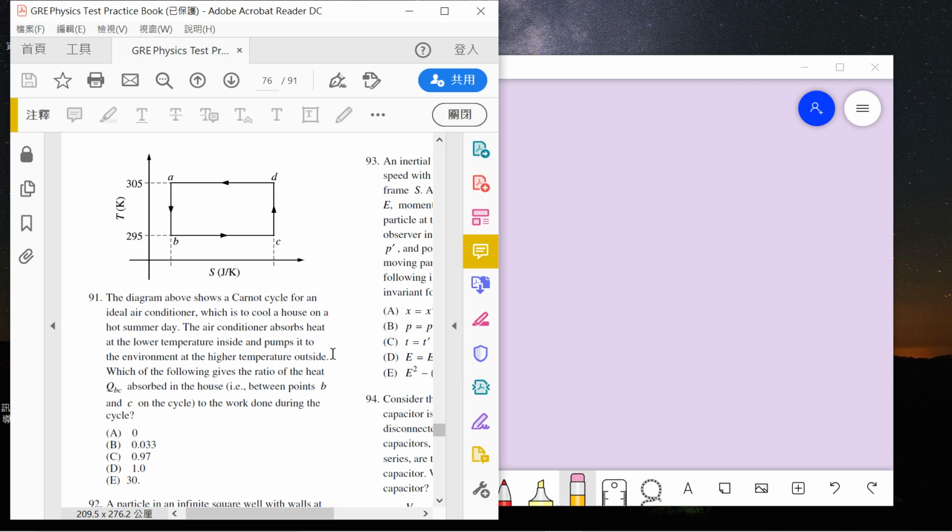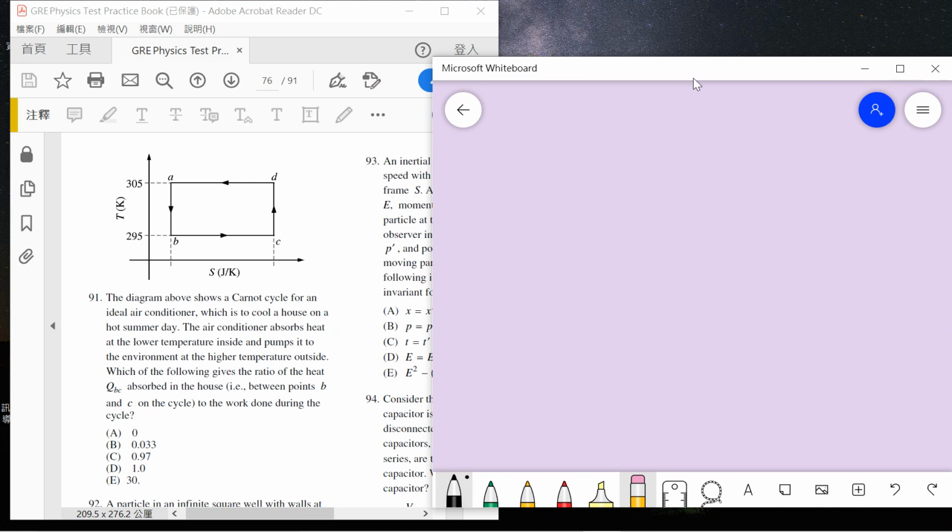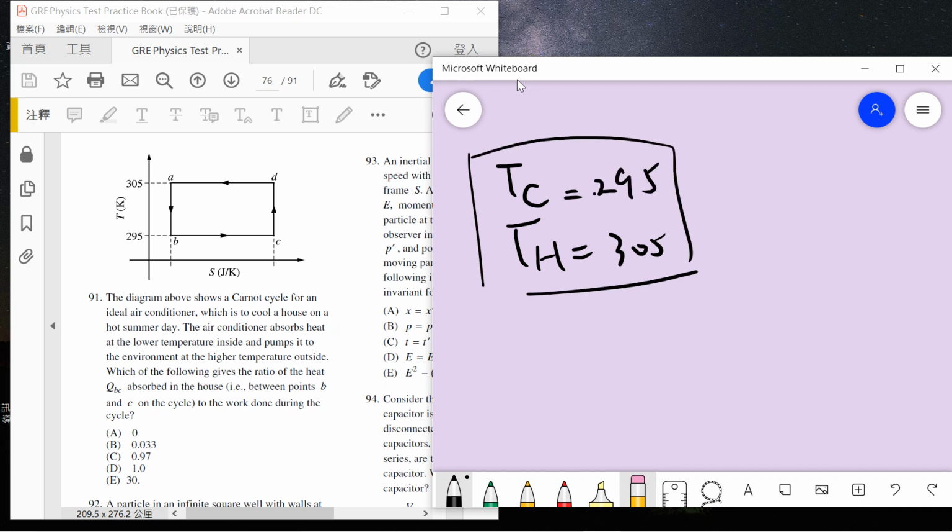Okay, so 91. Basically you have a Carnot cycle and this is a TS diagram. The TS diagram is hard to read, but all you need to catch are the important quantities like TC and TH. These two quantities are important, and that's all you can get from it.